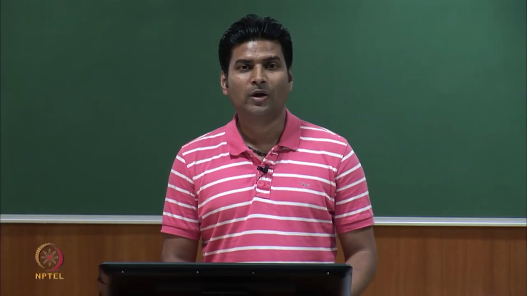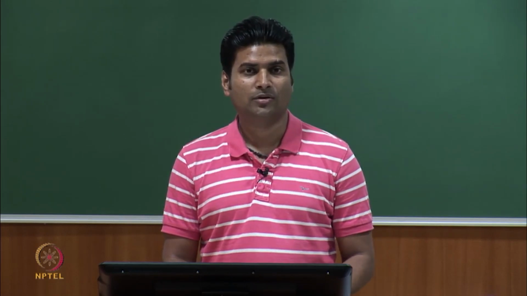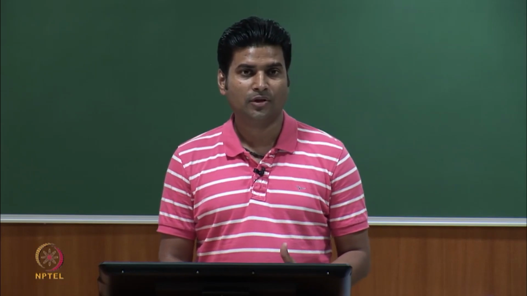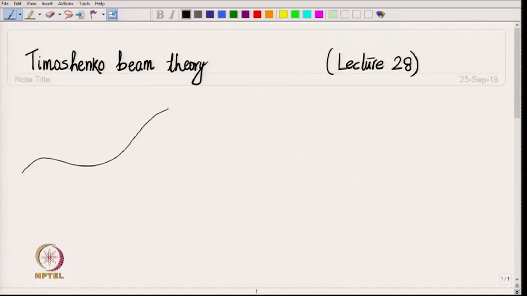Hello everyone, welcome to lecture 28, and in this lecture we are going to talk about Timoshenko beam theory. So, in the last class we learnt about Euler-Bernoulli beam theory. In that theory we had the center line and we had assumed that the cross section is oriented in such a way that the cross sectional normal and the center line tangent are both aligned.